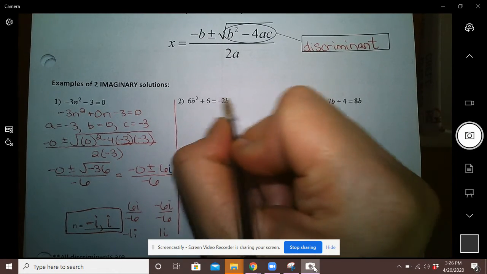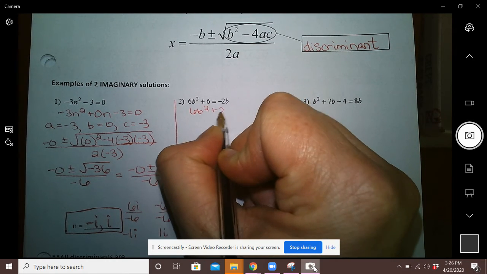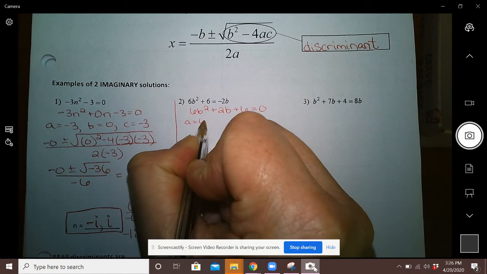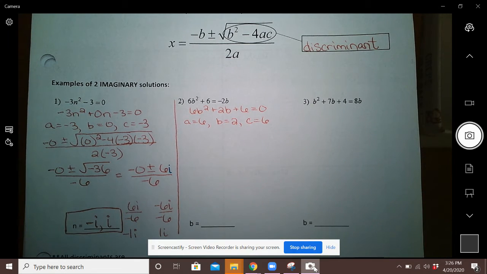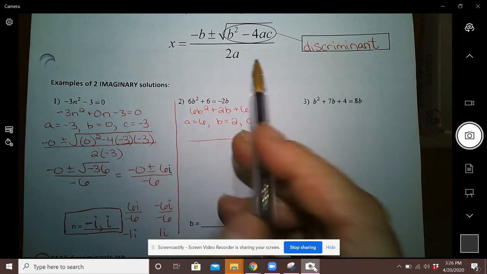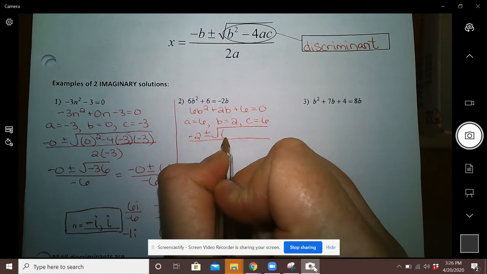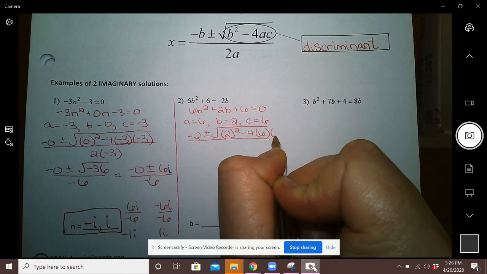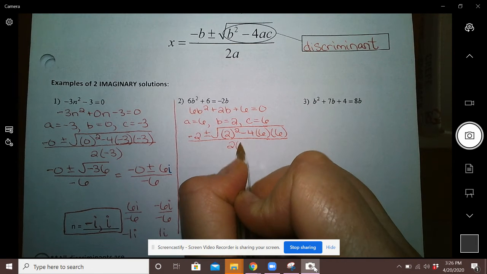First things first, I need to get this set up into standard form. So I'm going to add 2b across to put in the linear position, which makes a equal to 6, b equal to 2, and c equal to 6. Plug everything into the right spot on the formula. It says -b, so -2, plus or minus the square root of b squared, which would be 2 squared, minus 4 times 6 times 6, all over 2a, so all over 2 times 6.